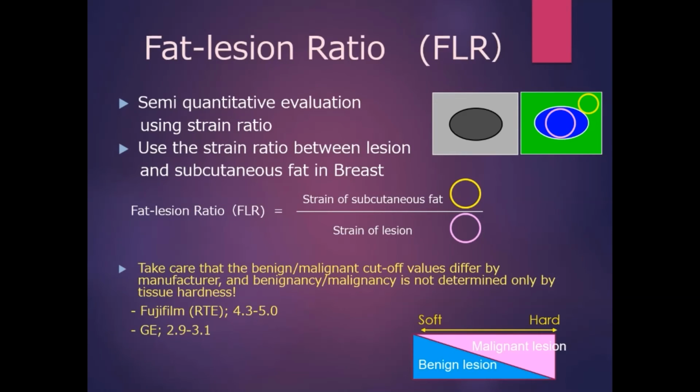The evaluation method to pick up the ratio of strain in two parts and quantify them is called strain ratio. In breast application, the strain ratio between fat and lesion is used. It is called fat lesion ratio, FLR in short. It quantifies how many times as hard the lesion is compared to the fat. Please take care that the benign and malignant cutoff value differs by manufacturer, and benignity and malignancy is not determined only by tissue hardness.